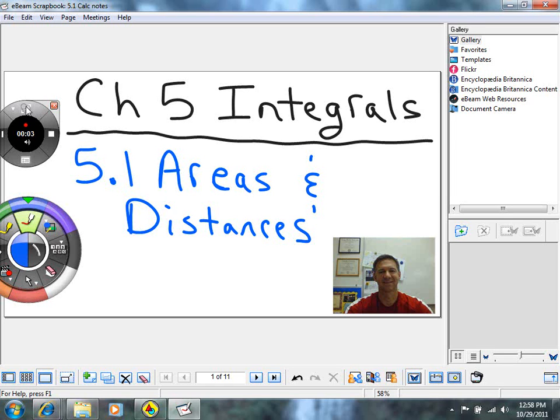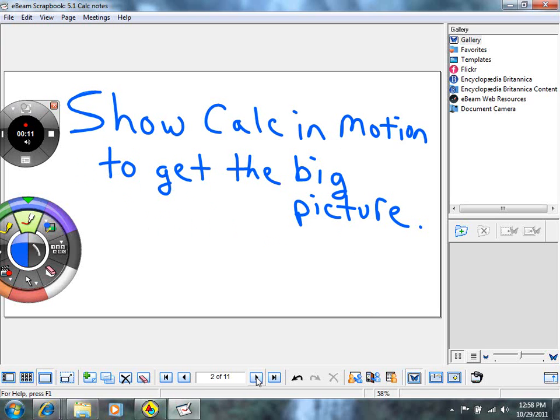Alright, I'm ready to show you some things with integrals. The first section is 5.1, areas and distances. So I wanted to start off showing you calc in motion to get kind of the big picture before I do a couple of examples. So let me show you this.